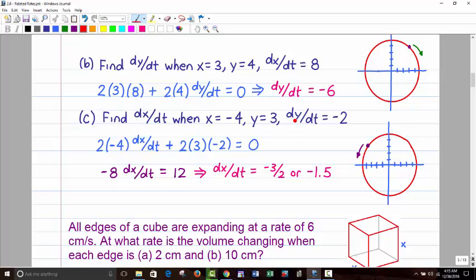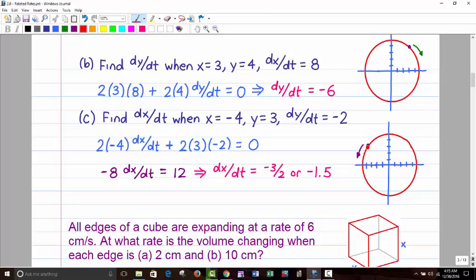So if dy/dt is negative 2, from this location in the second quadrant, I know that the point has to be going to the left. Because if that point was starting at that circle and moving to the right, dy/dt would have to be positive, because when you're in quadrant 2 and it's moving to the right, it's going up. So that's how I know I had to make it go down that way.